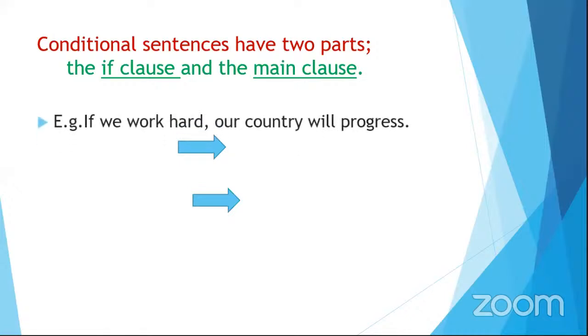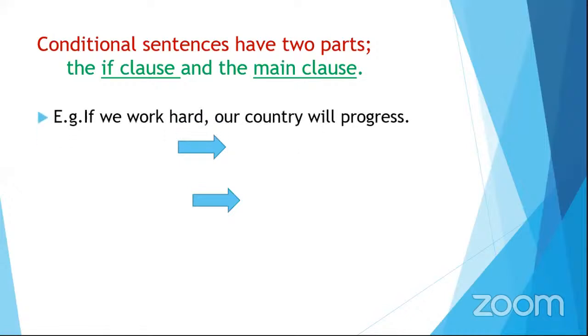Let's see the example. If you work hard, there you have the if clause. The main clause starts with our country. Our country will progress. If you work hard, what happens? The country will progress. So this is the condition. This is the result. So as I mentioned earlier, you have two parts in a conditional sentence.